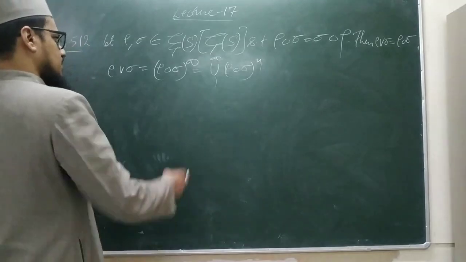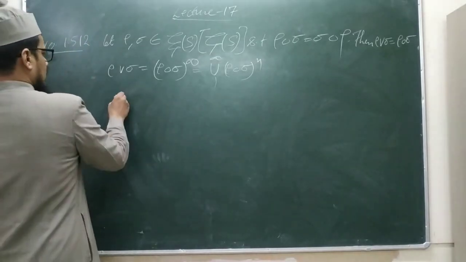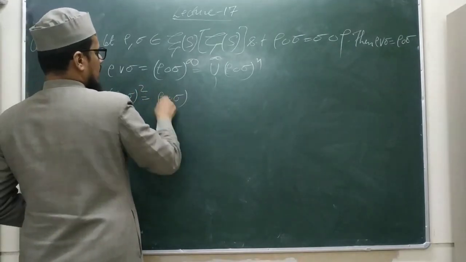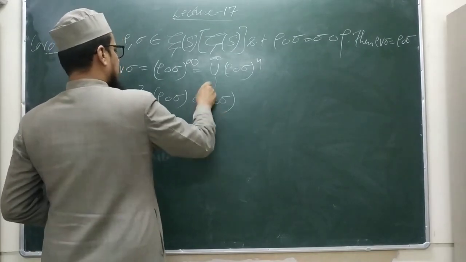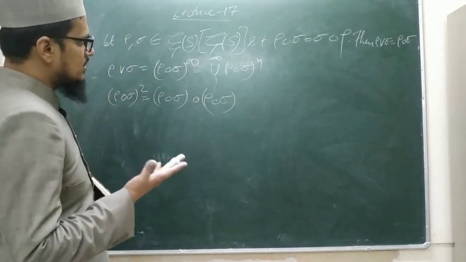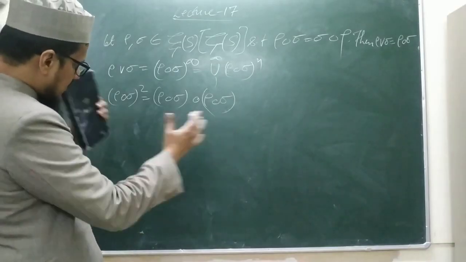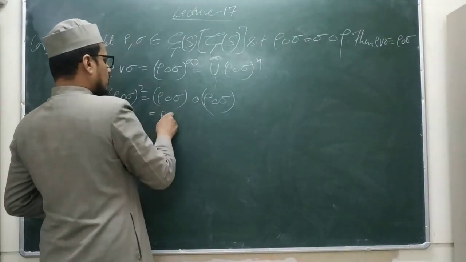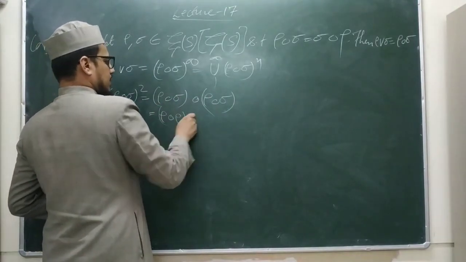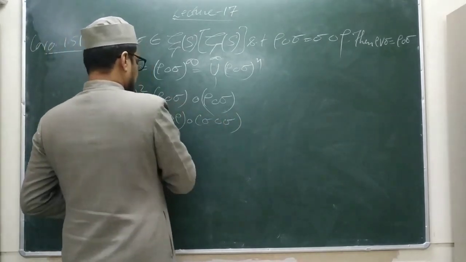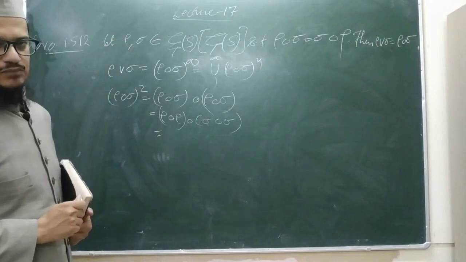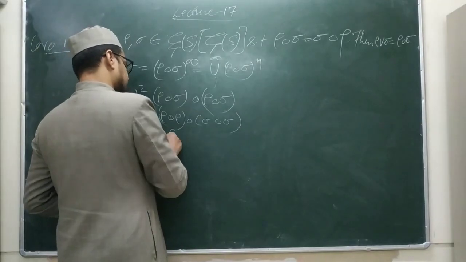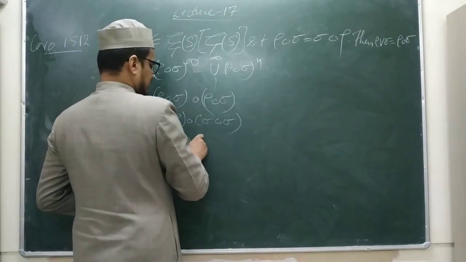Now you see, rho composition sigma square, if you calculate, it will be what? It is rho composition sigma composition rho composition sigma, correct? Now when rho and sigma commute with each other, we can just club all rhos on one side and all sigmas together. So it is equal to rho composition rho and sigma composition sigma, correct? As we know that rho and sigma are transitive, because being equivalence or congruence, they are transitive relations.